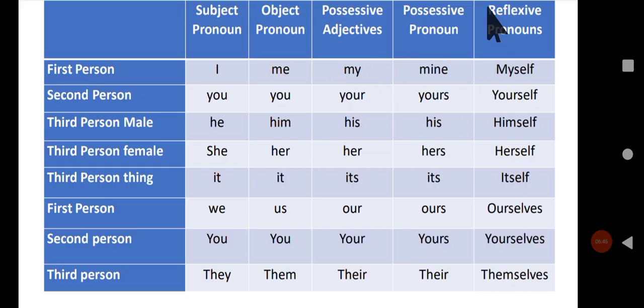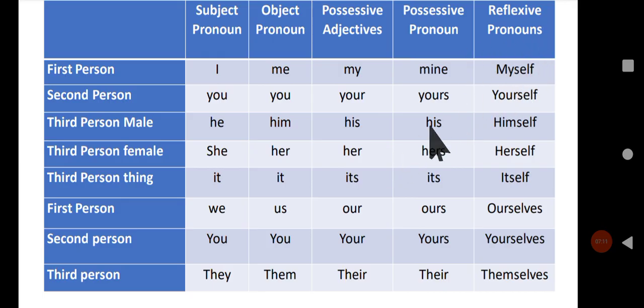Now let me say this house is mine. What am I doing here? I am using a possessive pronoun to substitute the possessive adjective and also the noun which is along with it. So instead of saying this is my house, I am saying this house is mine. So possessive pronouns can be used to substitute the possessive adjectives.